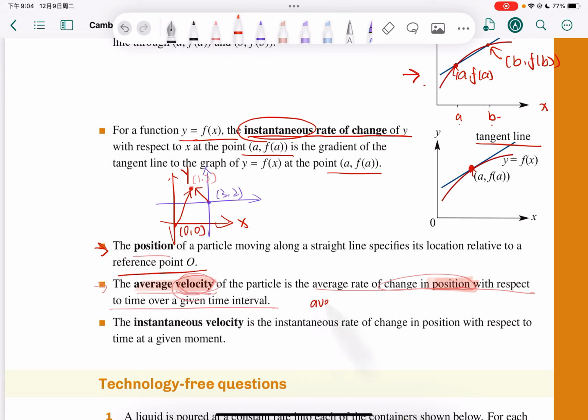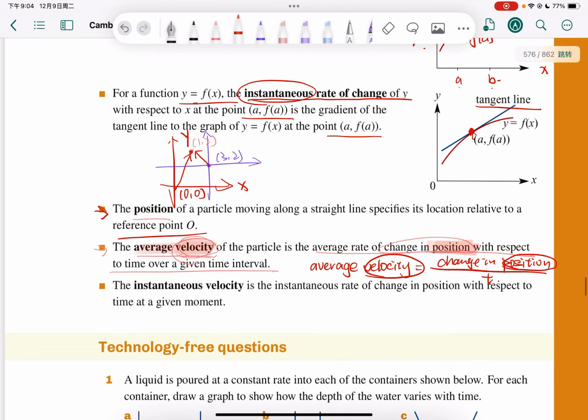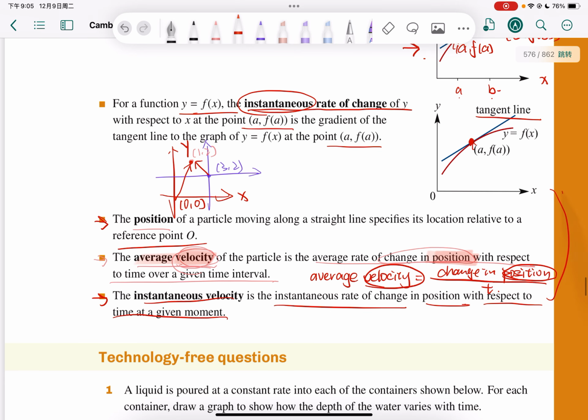Or let's make it more clear: average velocity is equal to change in position divided by the time interval t. So if position is a vector, then velocity must be a vector as well. And the instantaneous velocity is the instantaneous rate of change in position with respect to the time at a given moment, which we talked about earlier over here.